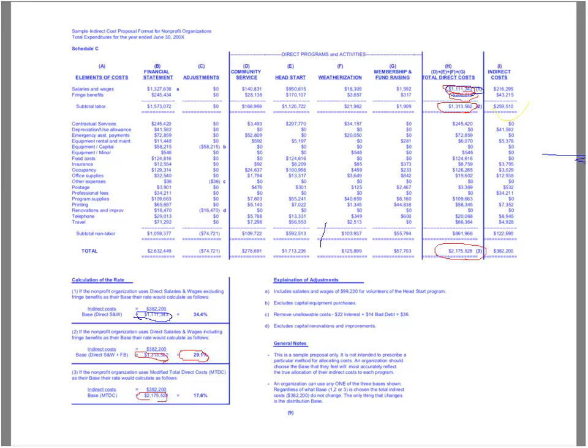Same pool, 382,200 over 2.175 million. That gives you 17.6%. So now you see that basically this is a very simple model. Your direct costs are in the middle, okay? Your indirect cost, the way this is set up, is on the end. And column H is just the sum of your direct costs. So I divided by H at some level is going to give you a rate, and that's it.